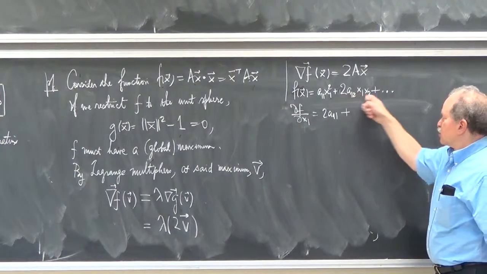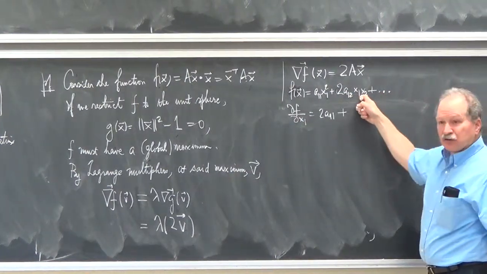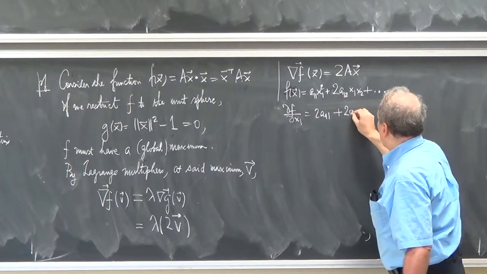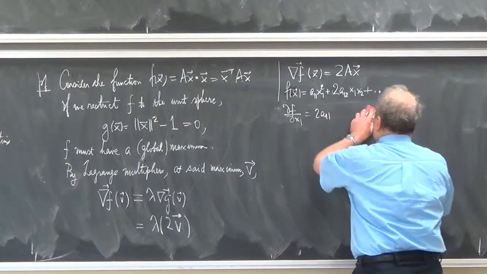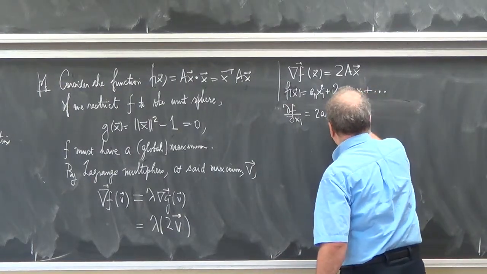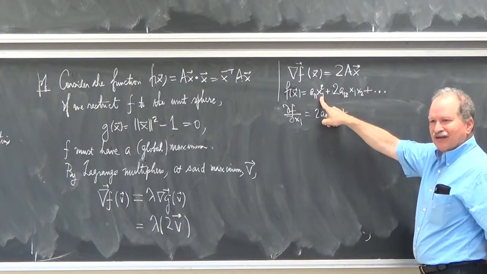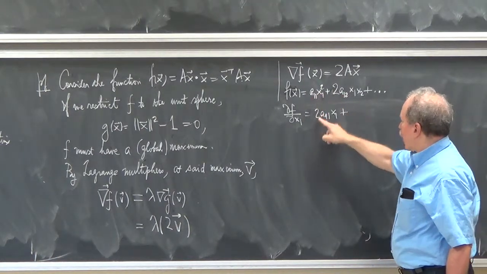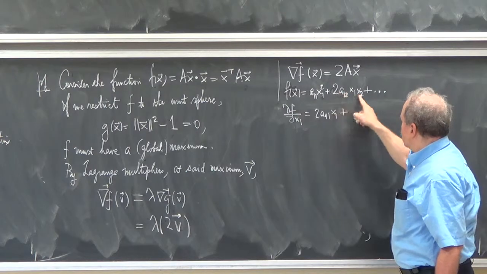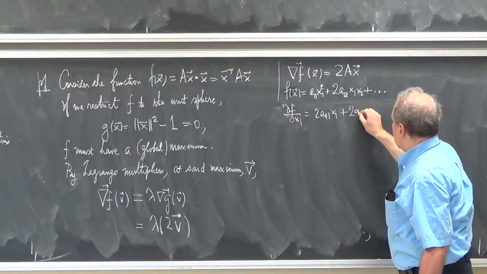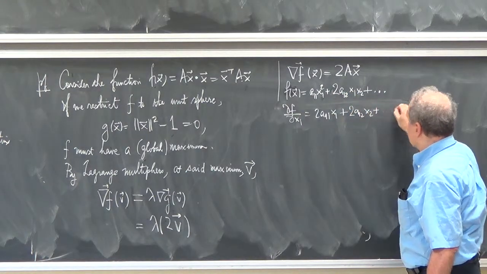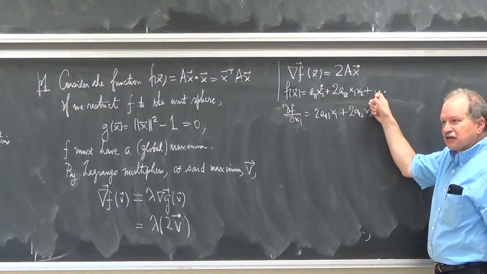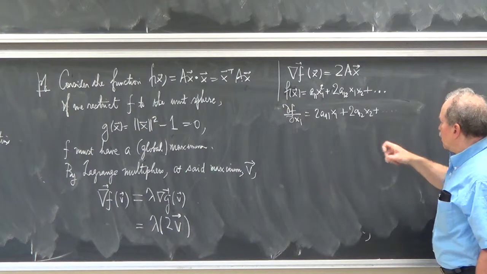And then when you take the partial with respect to x1, you're going to pick up all the middle cross terms. You're going to get twice a11 x1. Derivative of x1 squared is twice x1. Derivative of this with respect to x1 is twice a12 x2, and you'll get similar terms for all the x1 xj's.